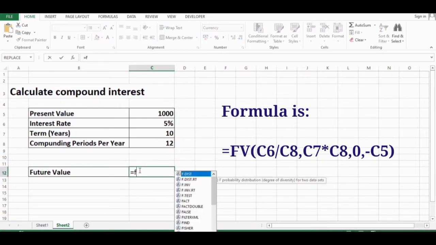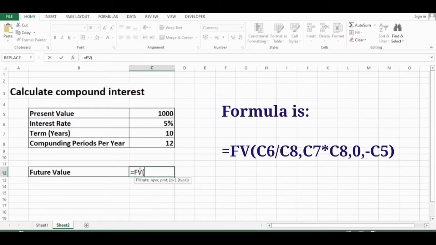And now we have to put the formula. What is the formula? As you can see on your computer screen, it is equal to FV. FV stands for future value, and then bracket start. And what is the syntax? The syntax is the same. The rate will be C6 oblique C8, that is going to be 5% oblique 12, and then comma. Now I have to find out NPER, so that's going to be C7 multiplied by C8. Then again comma, then you have to type 0, then comma, and then minus C5, which is your present value. Now close the bracket and press enter, and you can see this is the compound interest you can calculate through MS Excel. This is your future value.